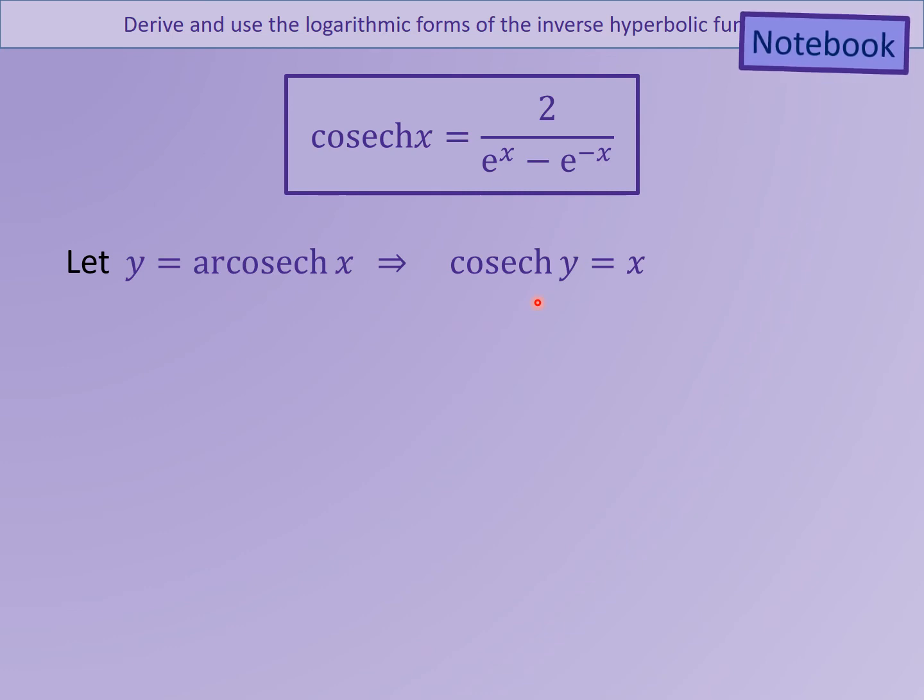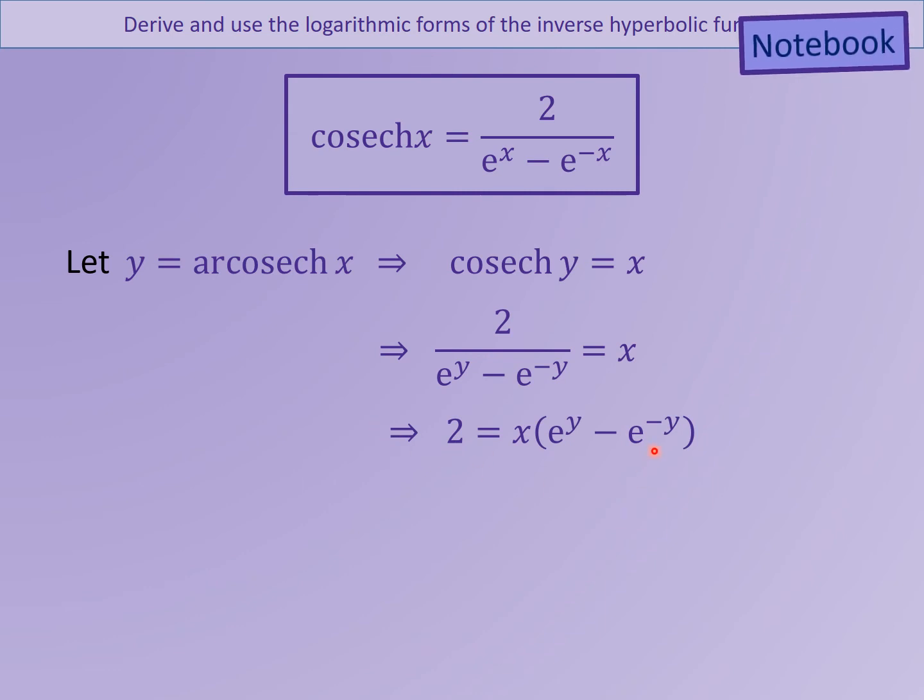That's the inverse. Right, I know that cosech is 2 over e to the x minus e to the minus x. So cosech y would be 2 over e to the y minus e to the minus y. Okay? Right, so what I can do with that is I can just multiply the other side by it. So I've got that. And I want to multiply by e to the y. If I multiply by e to the y, let's just look what happens. I get 2e to the y just there.